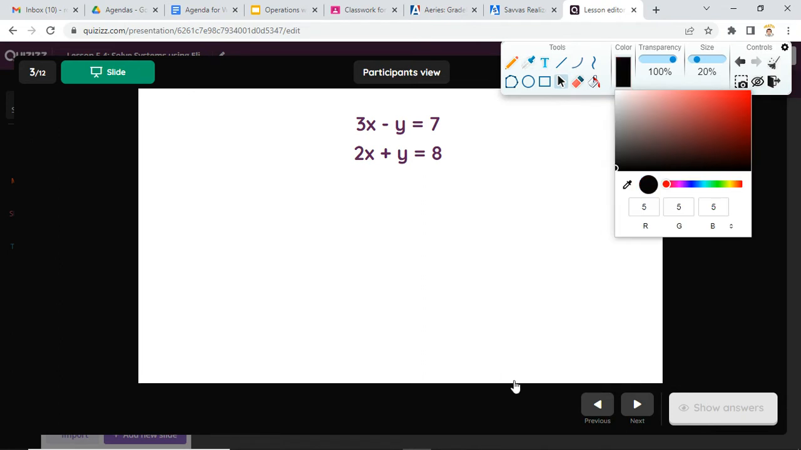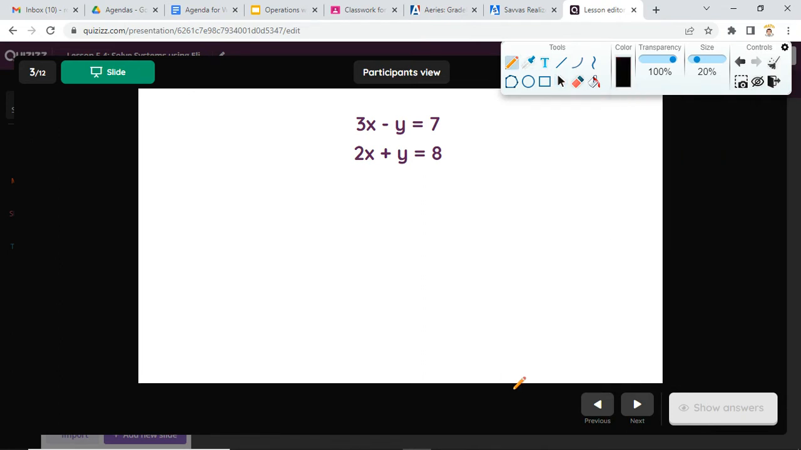Okay, so to solve a system of equations by elimination, the first thing we need to do is line up our x's, line up our y's, and line up our constants. So notice all of my x's are in one column, all of my y's are in one column, and all of my constants, my numbers, are in one column. Okay, so now that they're all in one column, what I need to do is cancel out one of these variables by adding these two equations together.